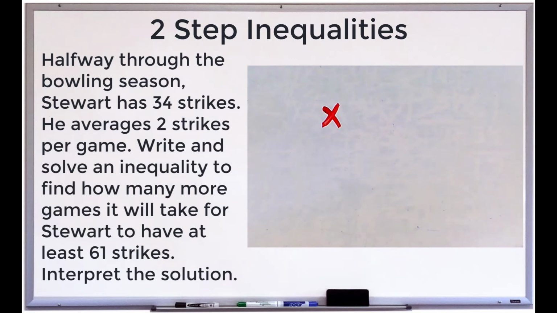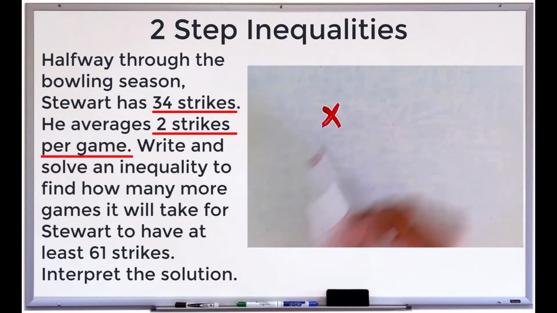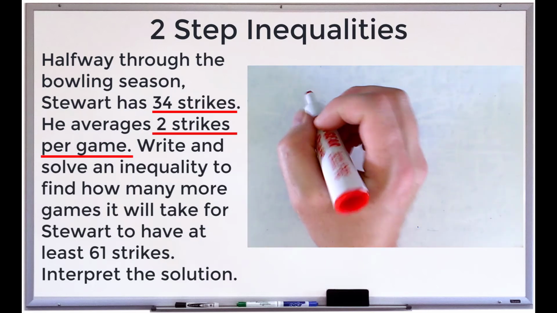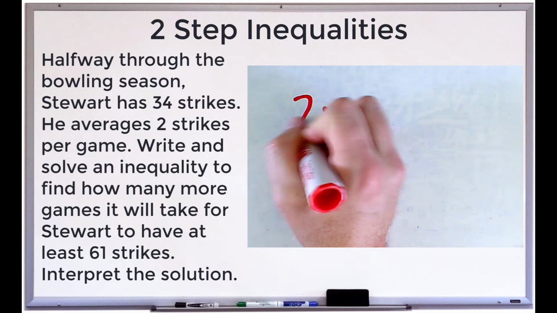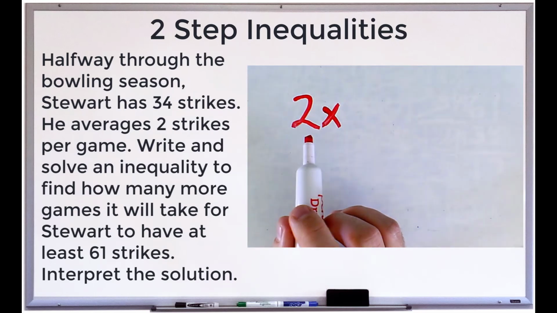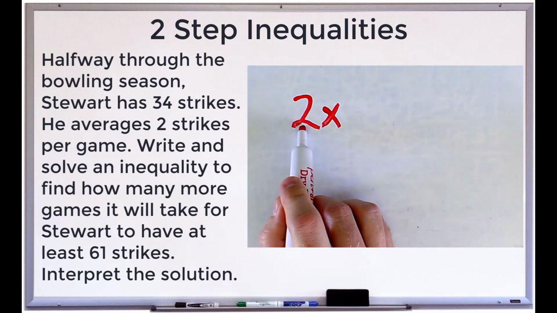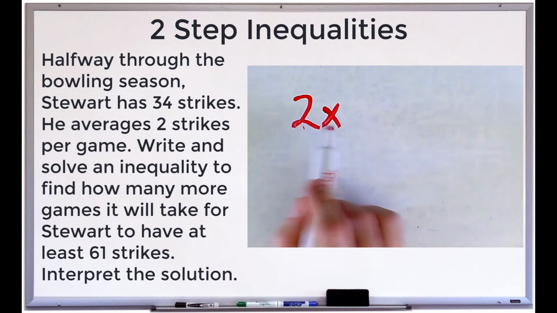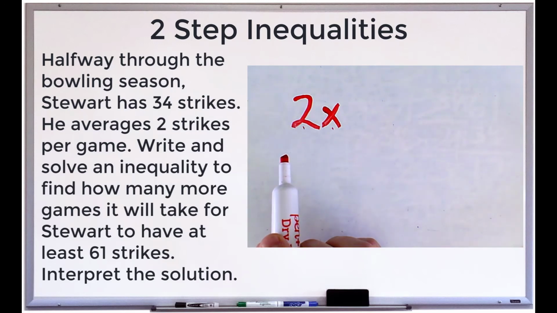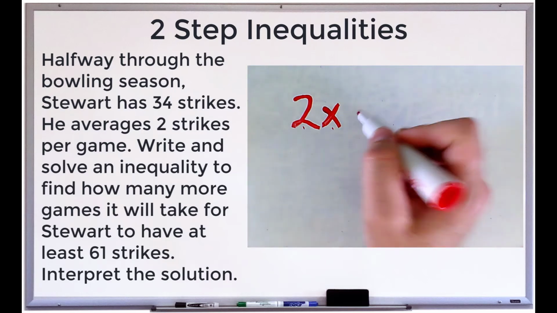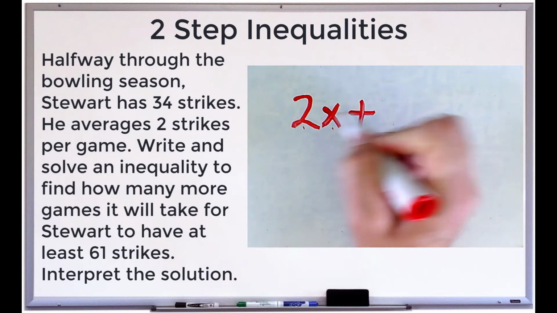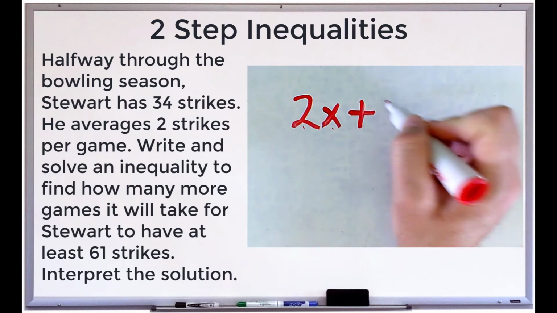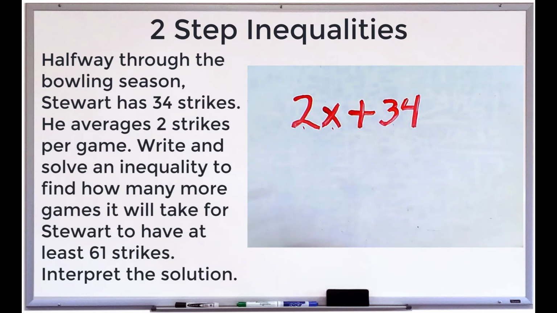Now in the problem, it says Stuart already has 34 strikes, and he's averaging 2 strikes per game. Well, 2 strikes per game sounds like a rate, and rates would usually be written with the variable like this: 2 strikes per game, or 2 times the number of games. He also already has 34, so to find our total, we'll need to get how many he's getting each game plus the 34 he already has.